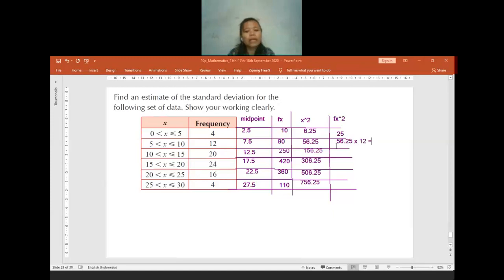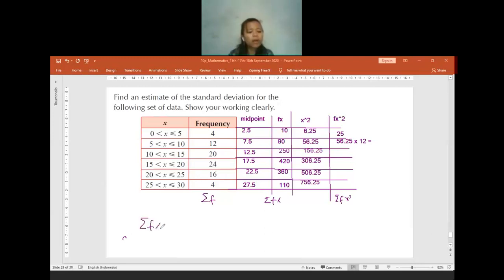So the x square you have to multiply by the frequency. In here you will be multiplying the 56.25 with the frequency which is equal to 12. You need to multiply and calculate them one by one until you can complete the whole table. After you complete the table, you will be getting the sigma f. The important things that you have to find are the sigma f from the frequency, and from the fx square the sigma fx square.